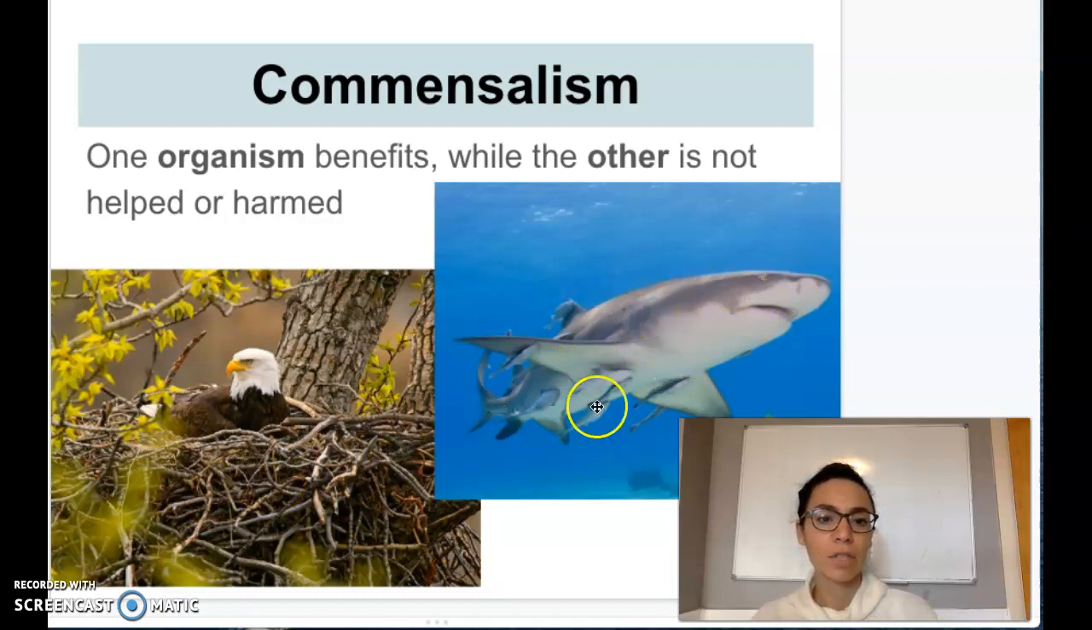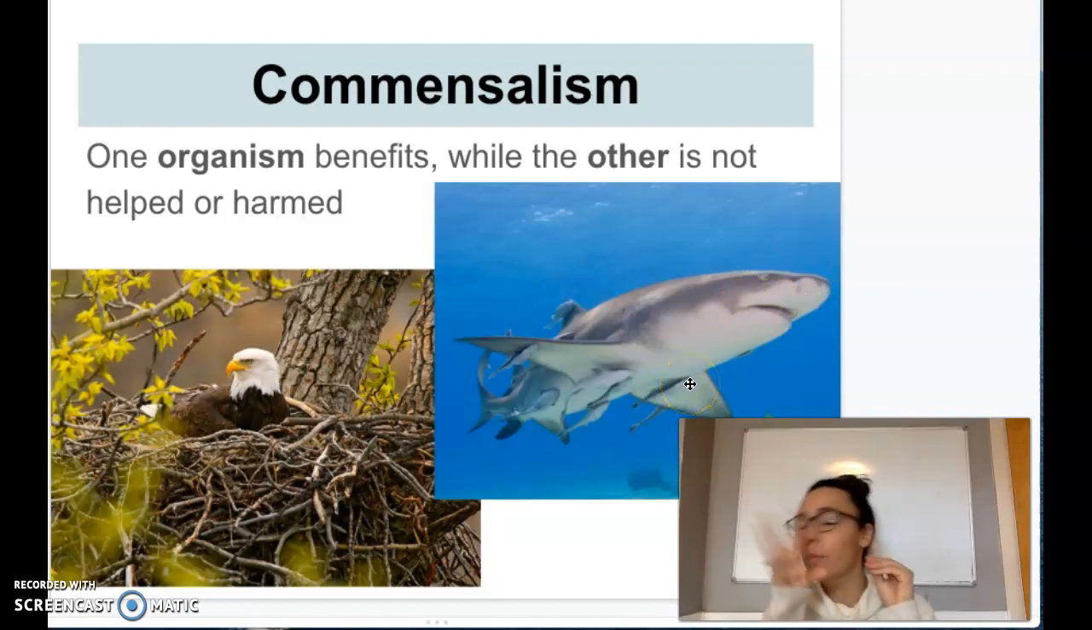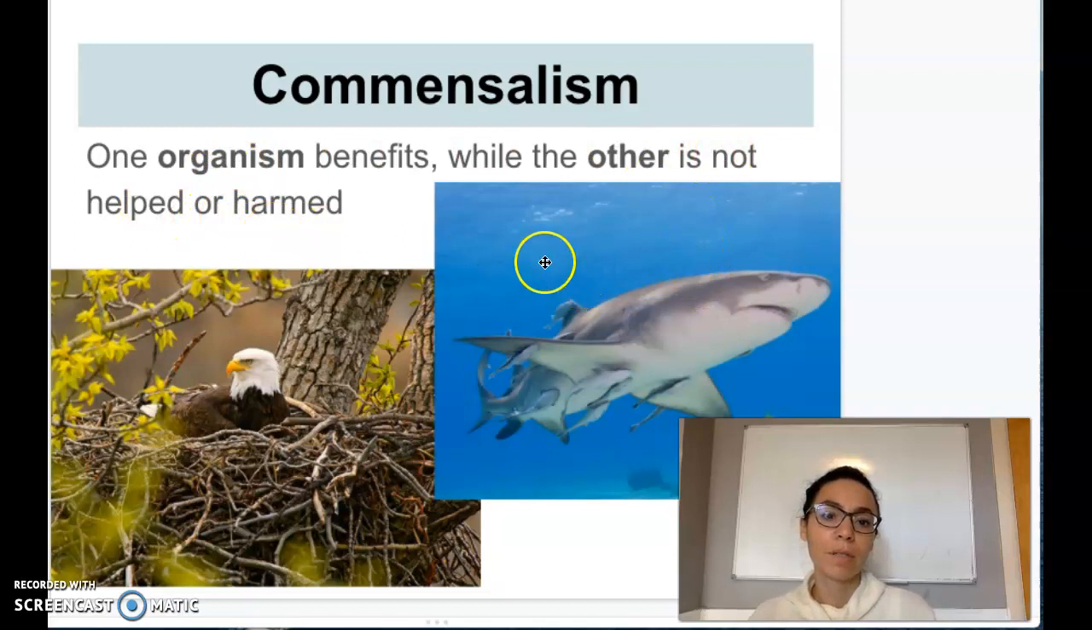Same thing here for this shark. Sometimes these little fish follow the shark around the ocean. They don't bother the shark, they don't help the shark, but when the shark eats food, these little fish catch little pieces of food too. So the little fish benefit because they get food, they get protection from predators because the shark is big and scary, but the shark is not helped or harmed. So these are examples of commensalism.